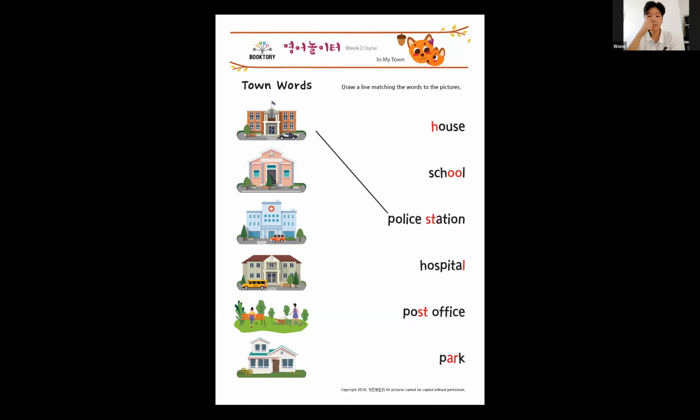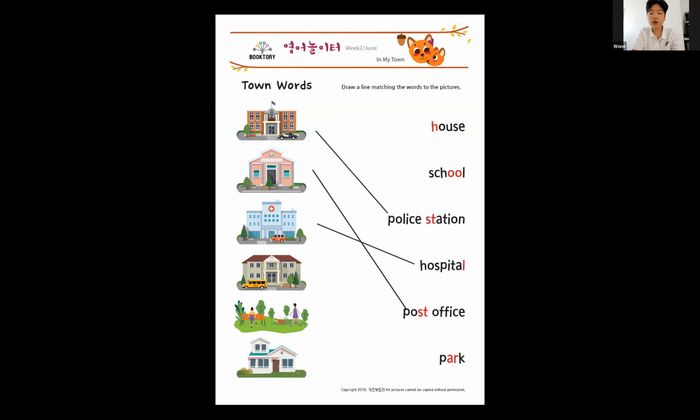Police station. The next one, I see a big envelope on top of the building. Do you know what this is? So where do we go to send letters? Where do we go to send and receive letters? We go to the post office. And then where do we go when we are hurt, when we are sick? To maintain our good health, we would need to go to the hospital. Very nice.